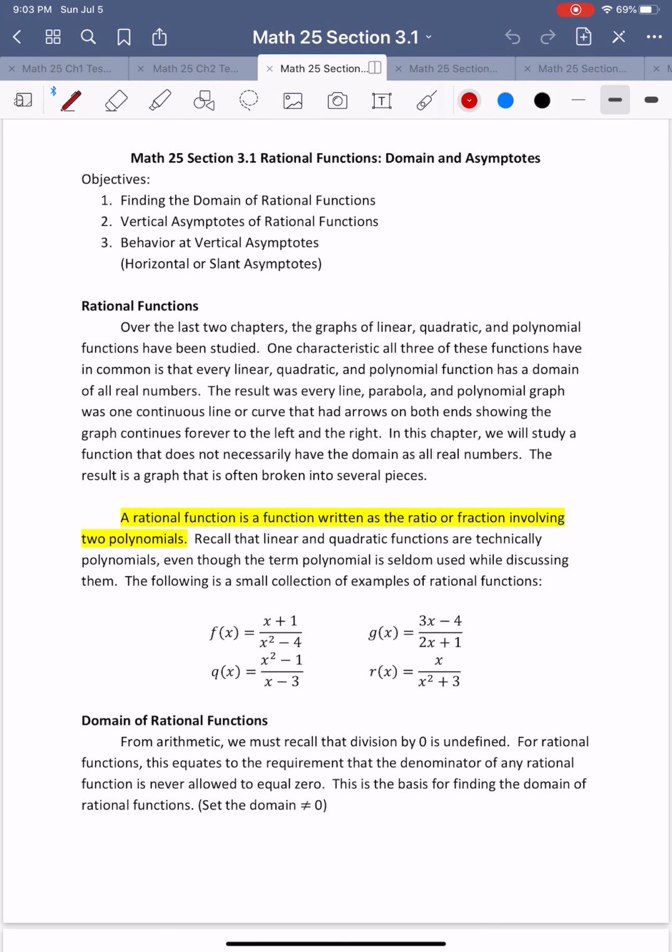Hello, this is Math 25, section 3.1, rational functions. In this section, we're going to talk about domain and asymptotes of rational functions.